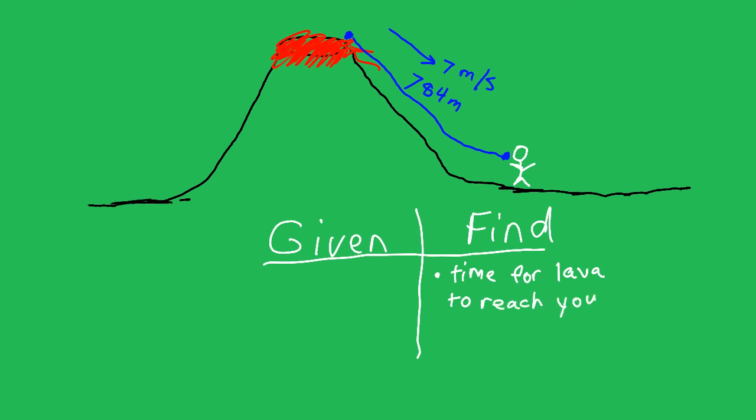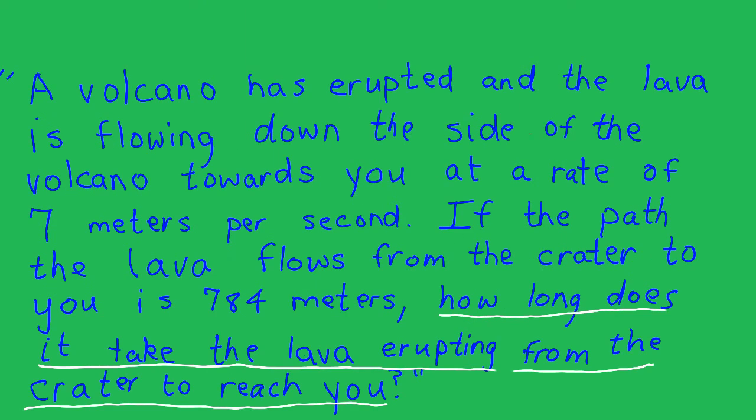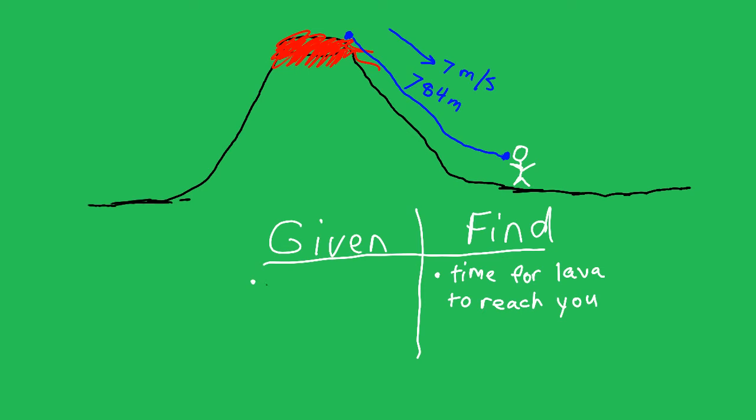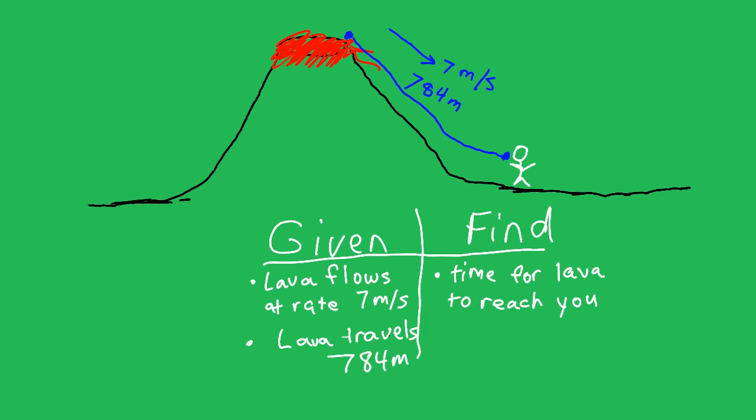And the information that we're given, we can also find in the problem. It says a volcano has erupted and the lava is flowing down the side of the volcano towards you at a rate of 7 meters per second. So typically where the numbers are is where the given information is. So a rate of 7 meters per second, that's how fast the lava is flowing. If the path the lava flows from the crater to you is 784 meters, so that's how far the lava flows. So we've got the rate and the distance it flows. Okay, so I'll put that down here. Lava flows at rate 7 meters per second. And then the other piece of information is lava travels 784 meters.